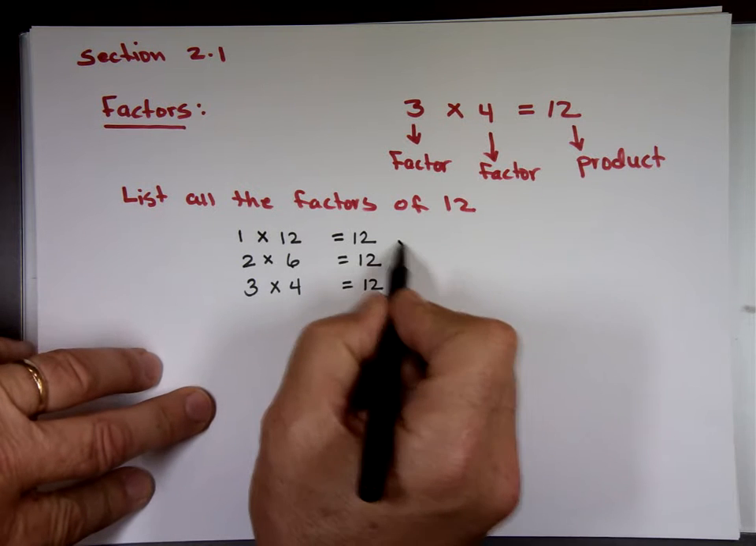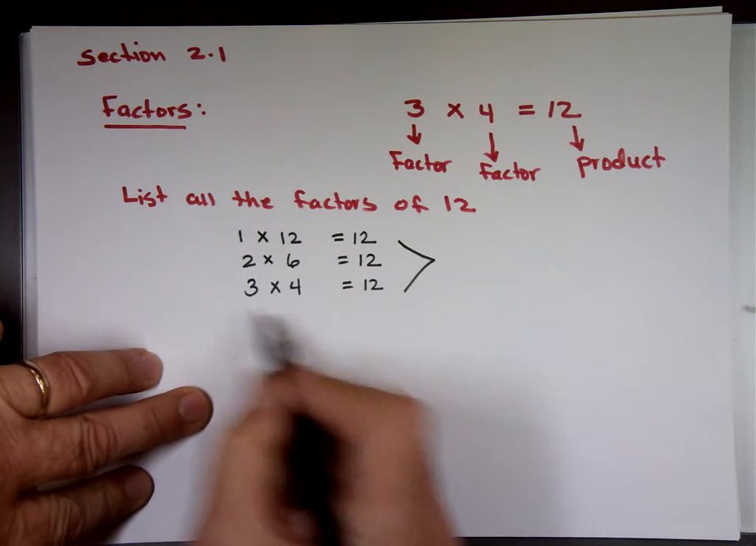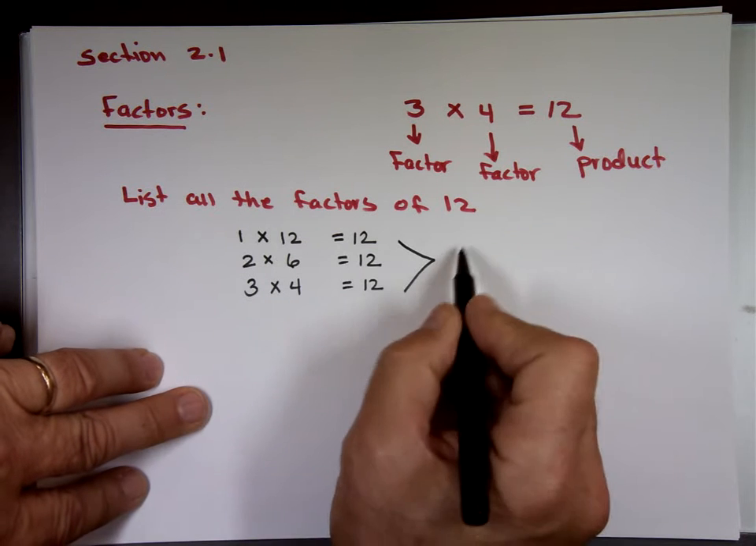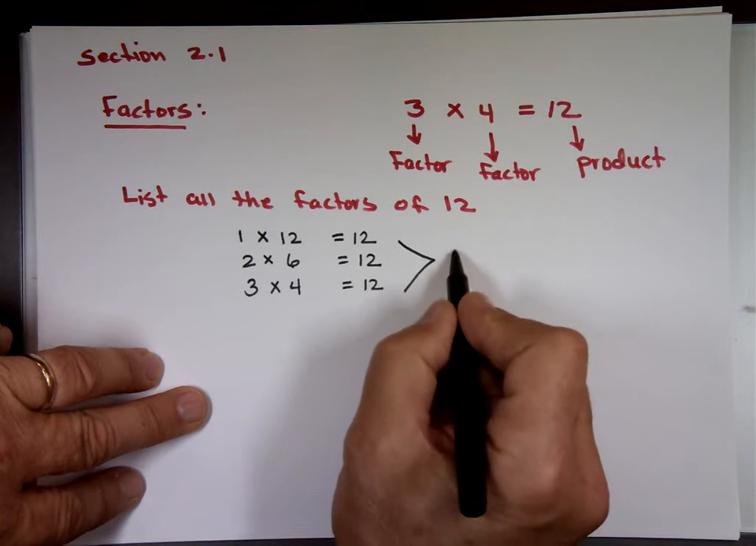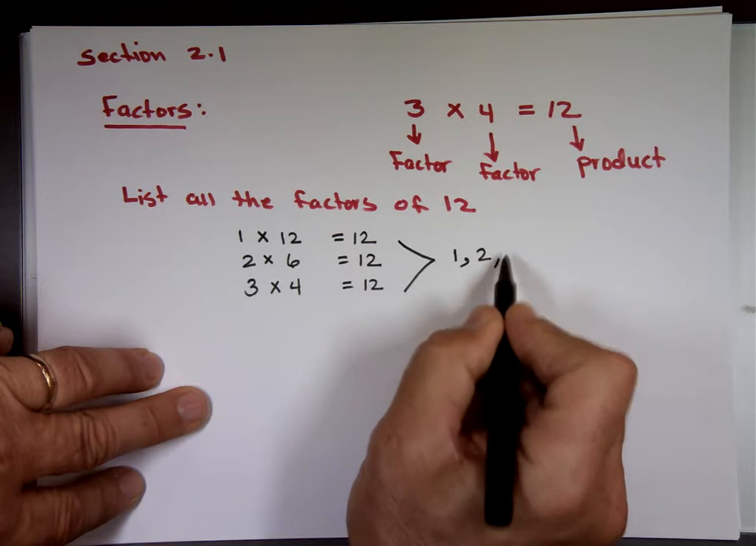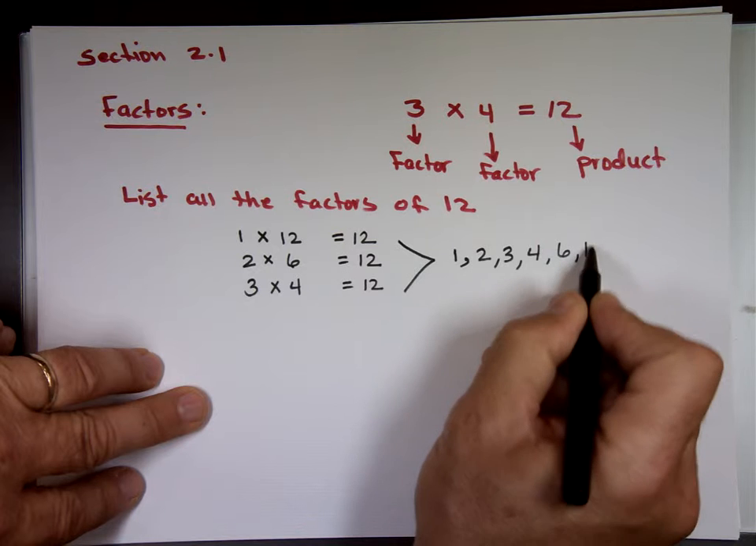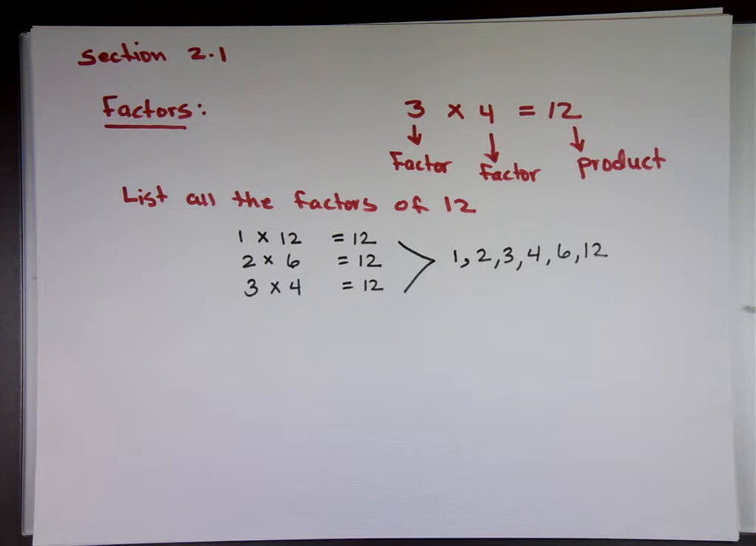So when we say list all the factors of 12, we're talking about these numbers because these are factors. So the answer, I like to put them in order from small to large. 1, comma, 2, comma, 3, comma, 4, 6, and 12. These are all the factors of 12. Can everyone see that? Is it clear? In the back? I can make it bigger if you can't see it.